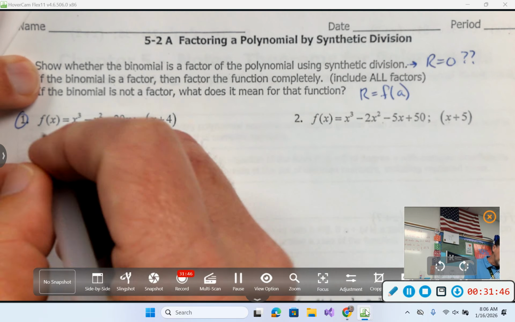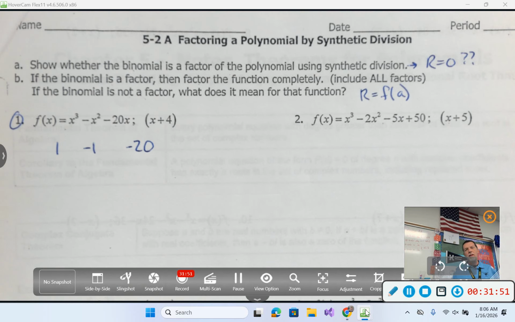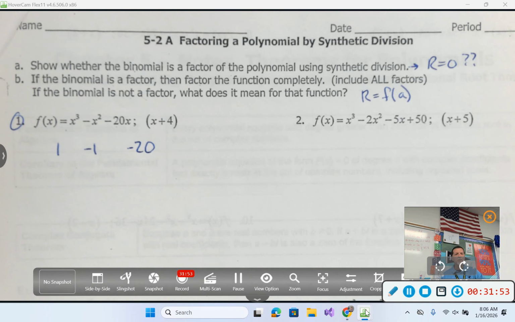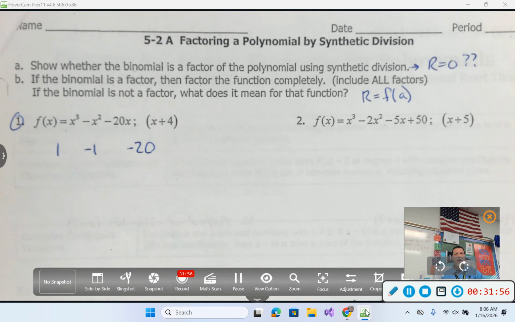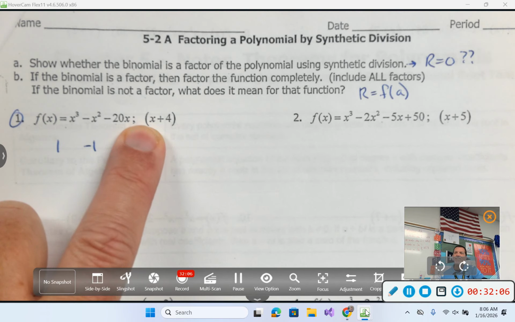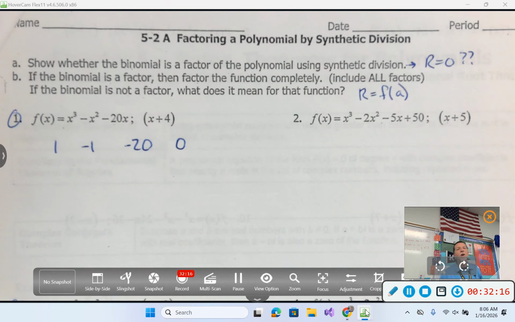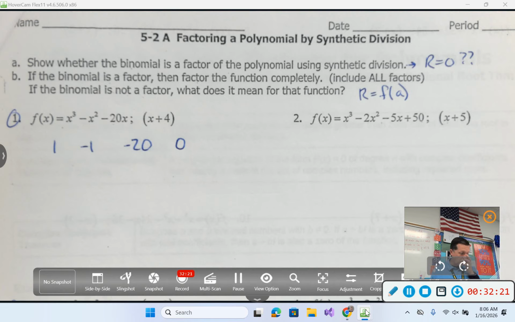Okay, we're synthetic dividing on all of them, though. So 1, -1, -20. And this is why I wanted to do this one. I need all my coefficients there. But it feels like I'm missing something out here at the end. The constant term isn't there. It's not there because what is it? 0. So I've got to fill in all of the spots. So be careful about missing terms.